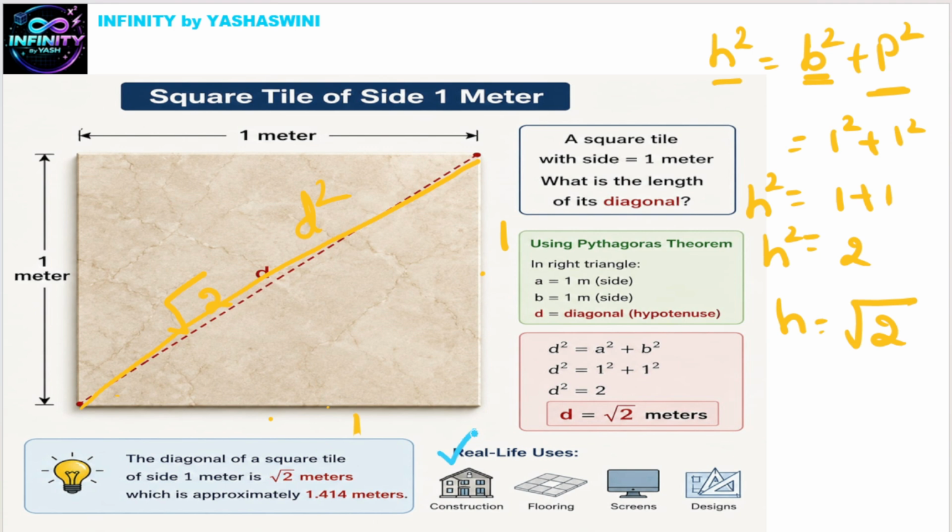This value is used in construction, architecture, mobile screens, computer displays, engineering drawings. Even A4 papers are designed based on the ratio 1 is to root 2. So irrational numbers are not imaginary. They are everywhere around us.